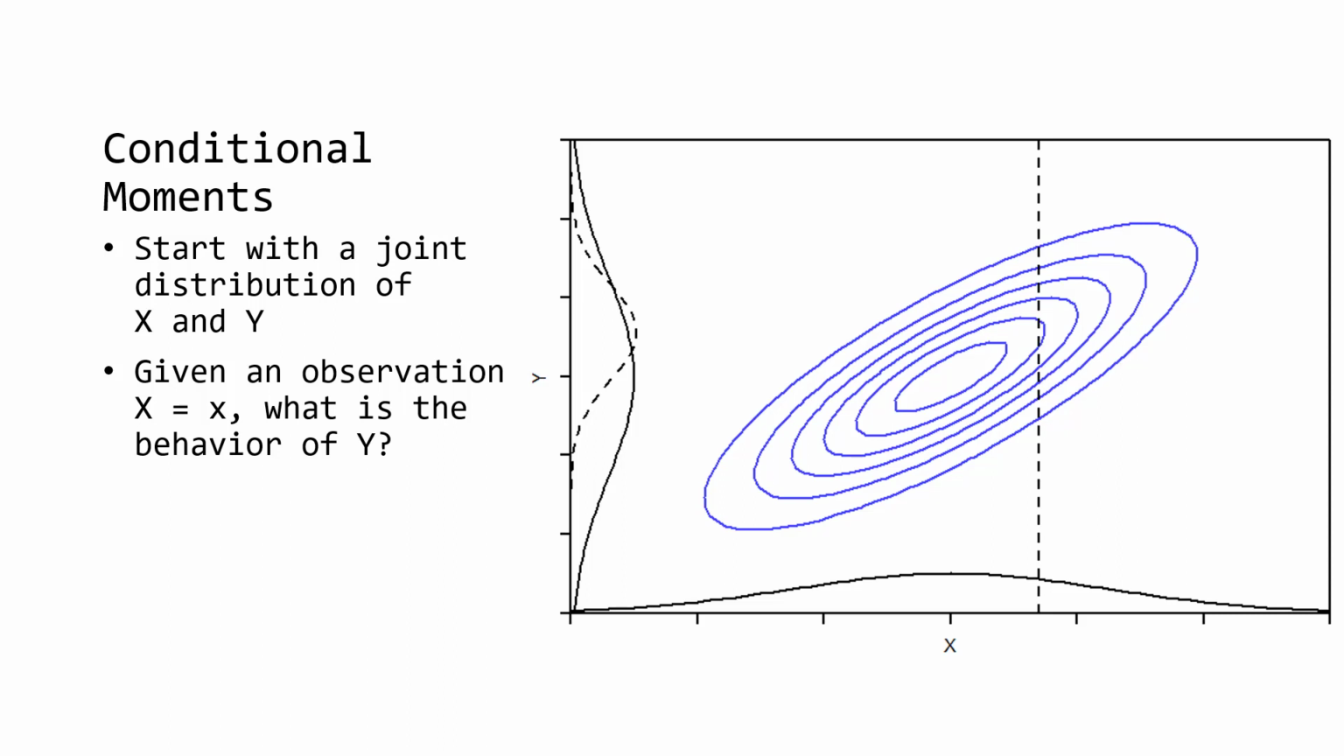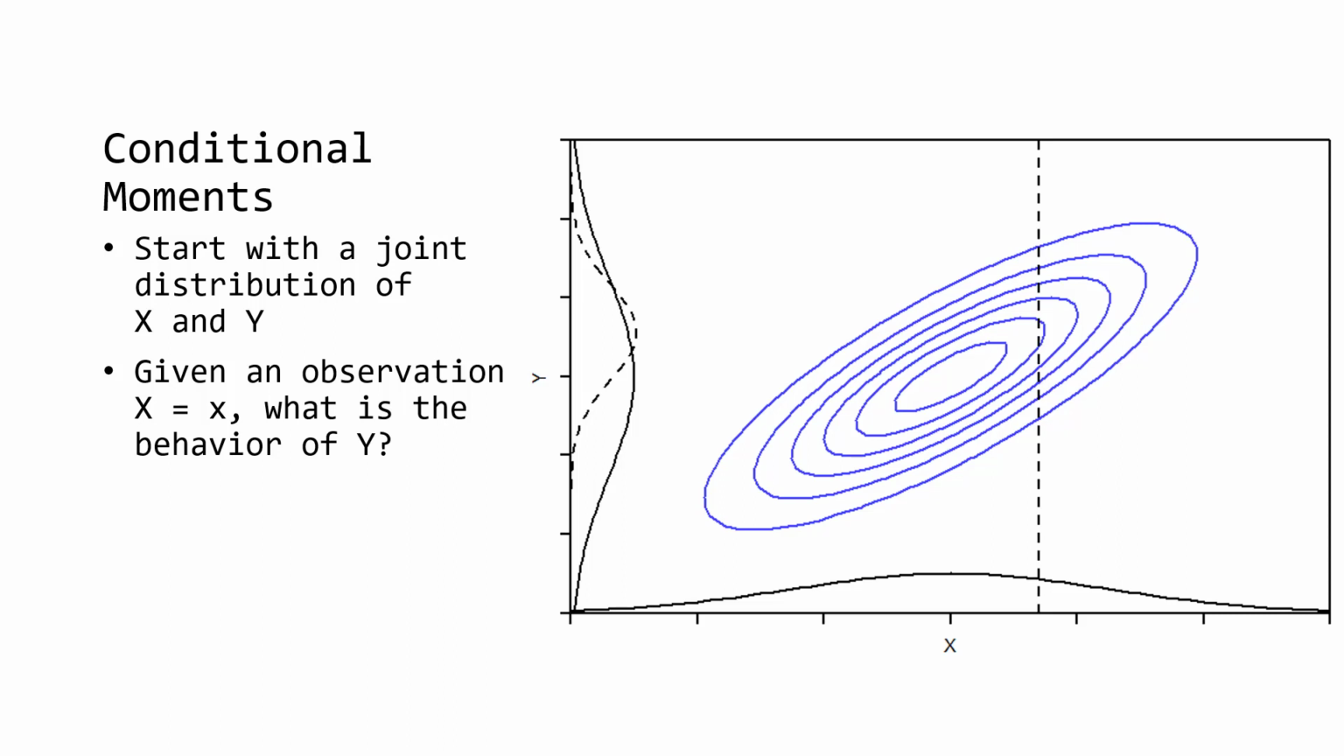Remember that the marginal refers to the behavior of this variable without regard for any other variables or information. Now imagine we observe that x takes on some value, shown as the vertical dashed line. The conditional distribution of y, given that we have observed x take on this value, is shown as the dashed line along the y-axis. Notice that the shape of this distribution is different than the marginal distribution shown along the same axis. The center of this distribution has shifted upwards, and the spread of the distribution seems smaller than the marginal distribution. This conditional distribution of y has different moments than the original marginal distribution for y.